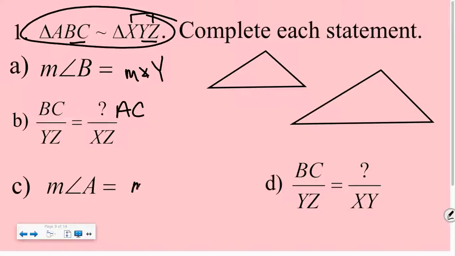Part C, the measure of angle A would have to equal the measure of angle X. And then D, the other proportion. BC is to YZ as what is to XY? AB. Good. So similarity statements will always be true. Don't get hung up on the pictures because I will try and throw you off with the pictures. So make sure you use your similarity statement.